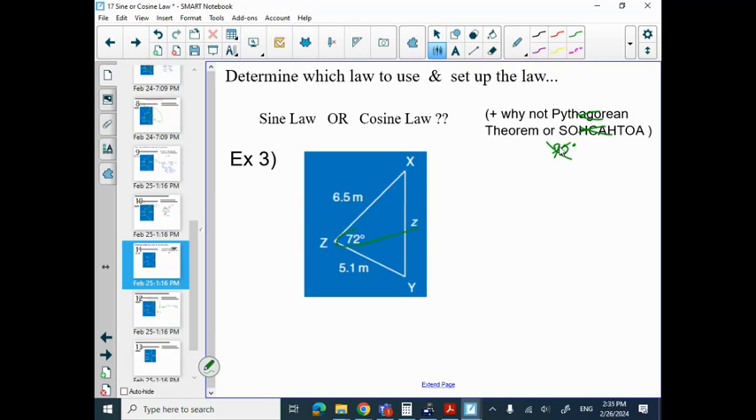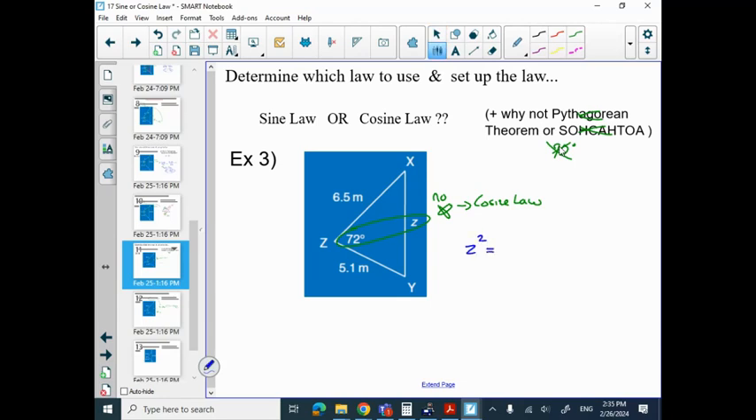We have an angle and the opposite side, and then there isn't another pair of an angle and its opposite side. So we're going to use cosine law. So say there's no crisscross of information, so we're going to use cosine law. So cosine law, we're looking for z, right?